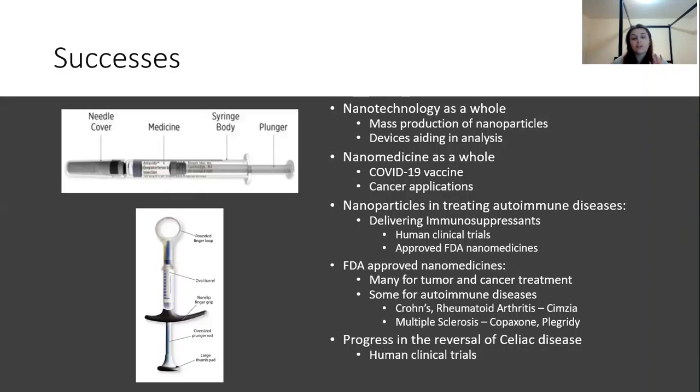So some successes in the field of nanotechnology as a whole are these devices that help aid in mass production of nanoparticles, which help researchers make these particles in-house instead of needing to wait for a manufacturer to make them. So it aids in the research process and developing them. And also devices aiding in analysis, which again help researchers speed along the research process.